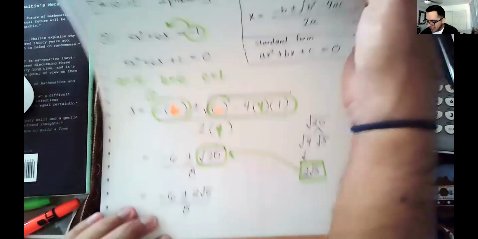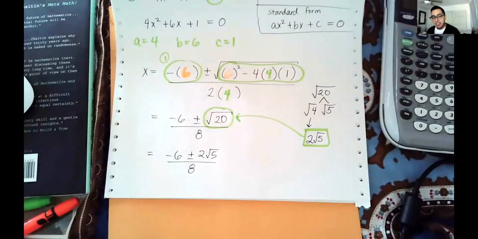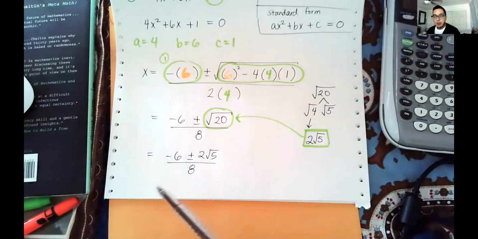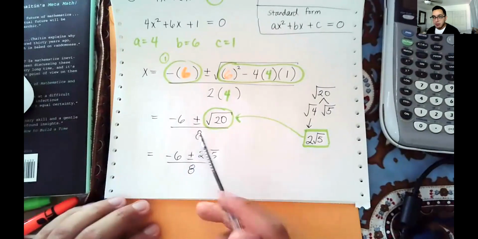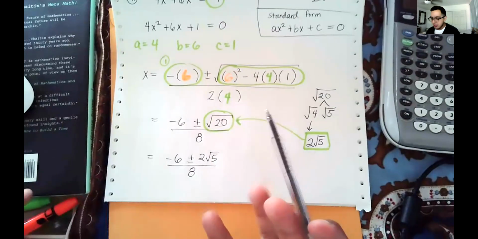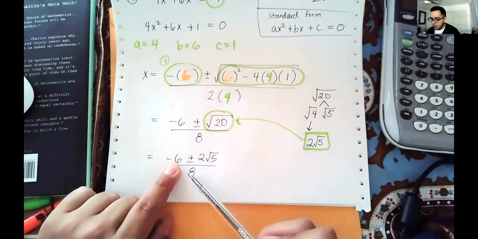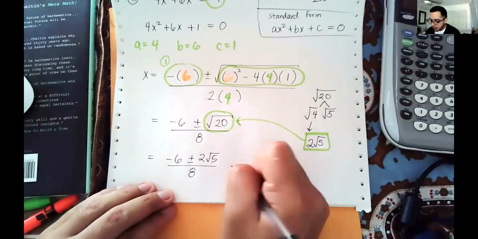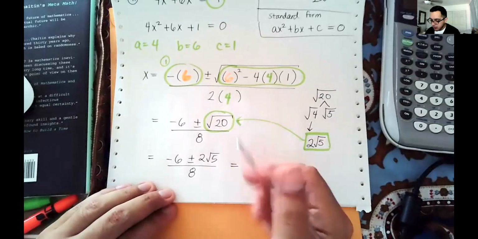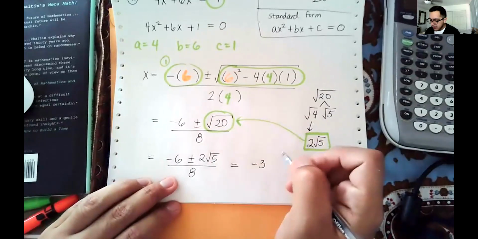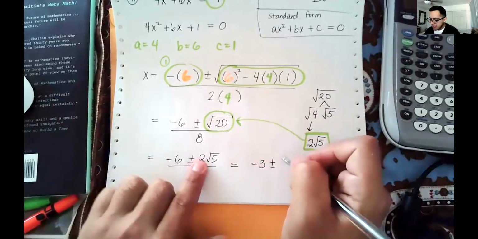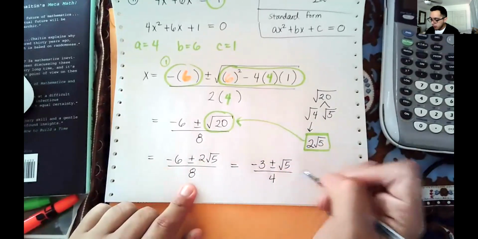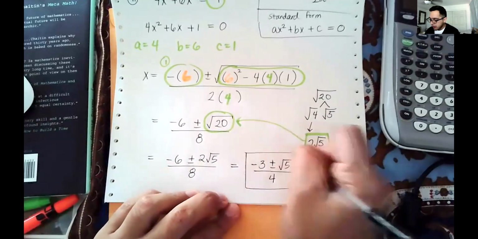Okay. Well, the last step is going to be to factor something out and then cancel that. If you look at the 6, the 2, and the 8, they have something in common. We can only factor something out of the numbers that are not trapped inside the radicals. So that's why I'm only focused on the 6, the 2, and the 8. Well, it turns out that we could divide each of those by 2. So we can think about reducing that fraction by 2 and just getting this as -3 plus or minus root 5 all over 4. And that will be our final answer.